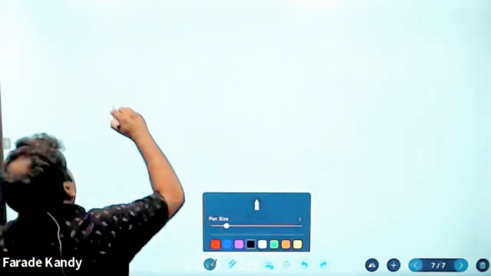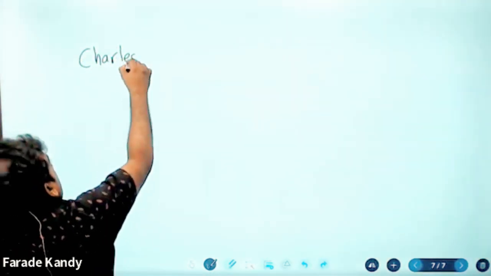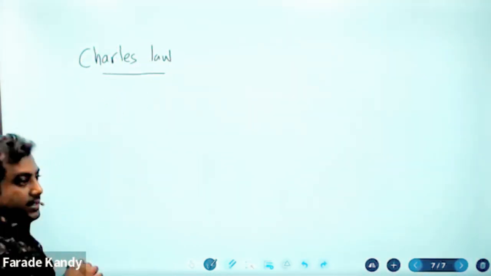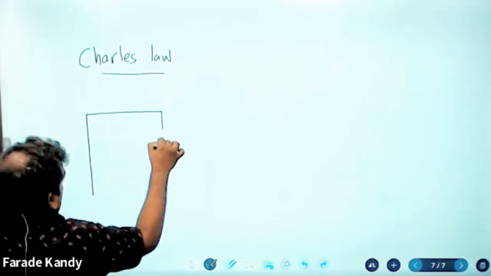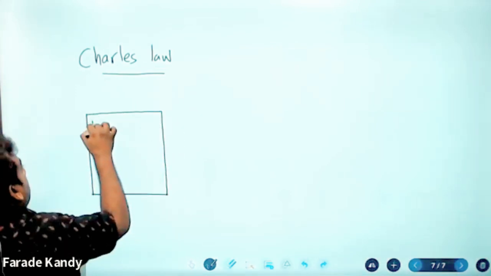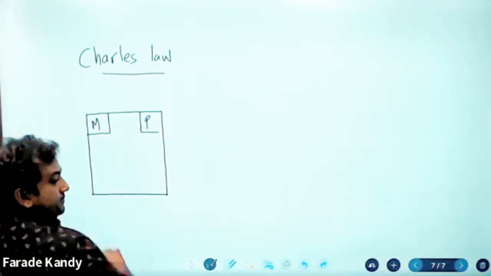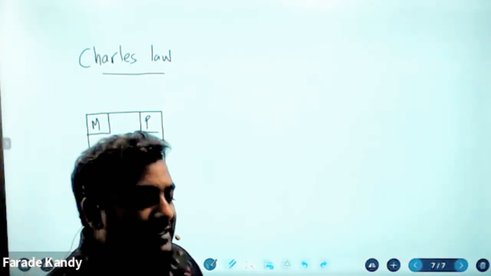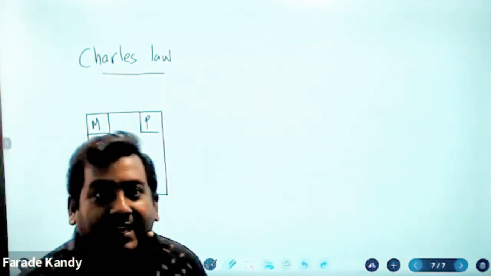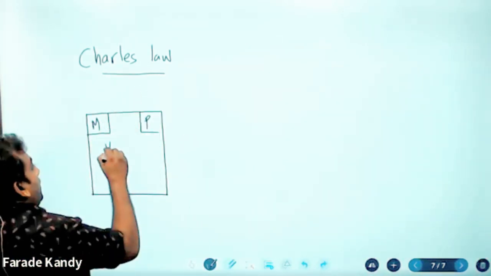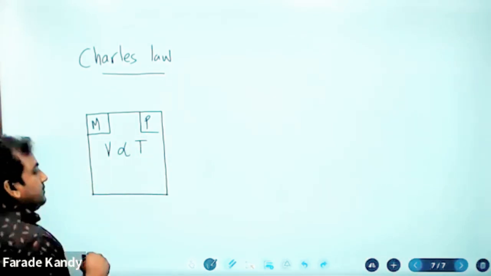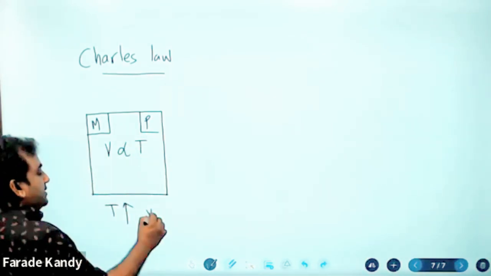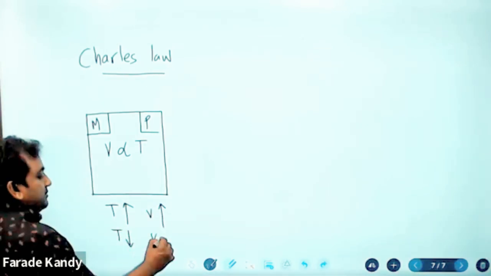Then the next law is called Charles' law. Boyle's law is there. Charles' law is there. Now, what did Charles tell you? For a fixed mass of gas at constant pressure, earlier what? Fixed mass of gas at constant temperature. Here, fixed mass of gas at constant pressure, volume is directly proportional to the absolute temperature. Absolute temperature means Kelvin temperature. That means when temperature increases, volume will increase. Temperature reduces, volume will what? Reduce.